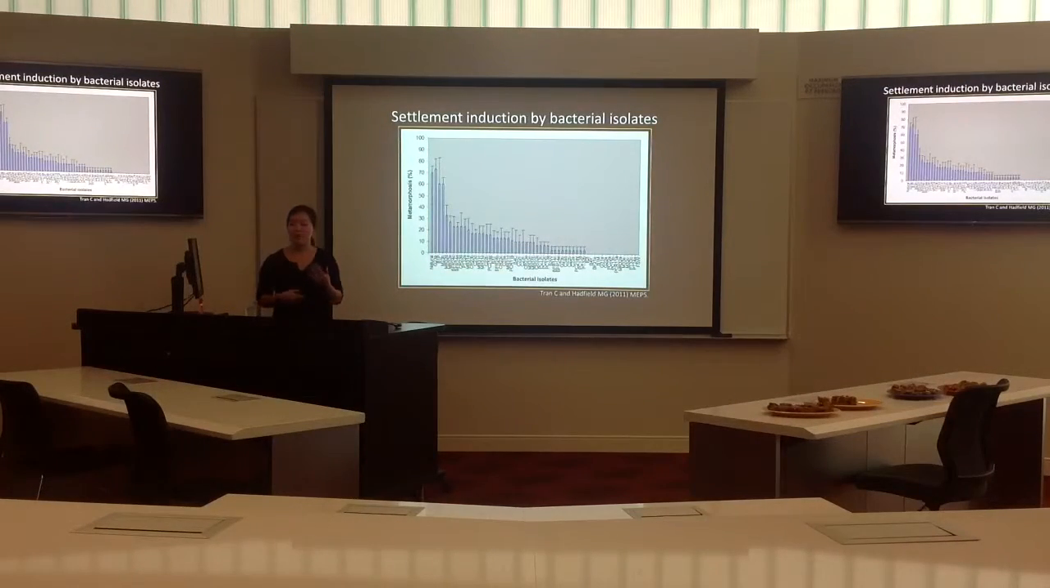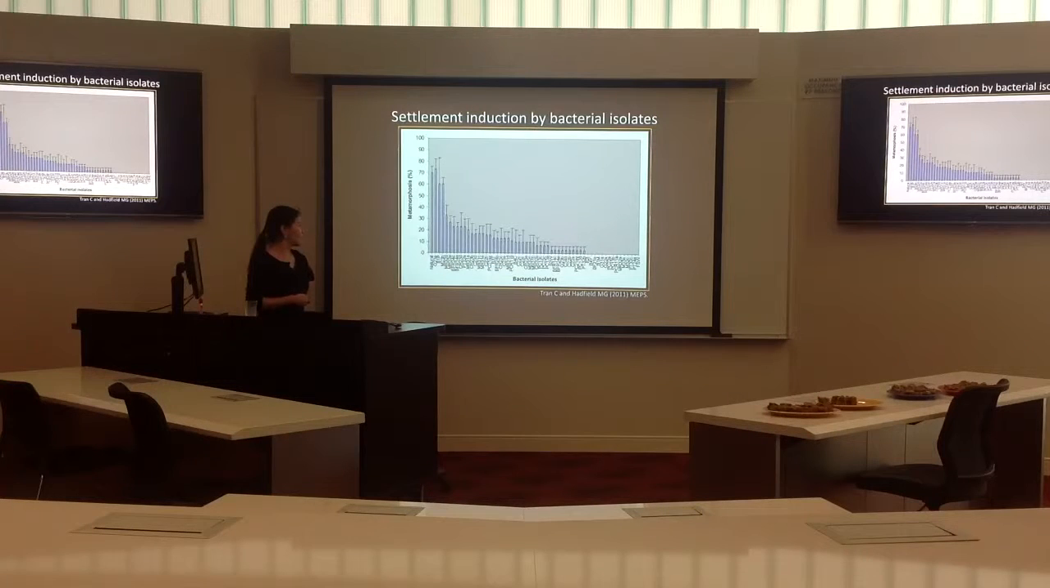Here are the results for those settlement experiments after exposing larvae to those dishes of bacteria, dishes of those monospecific biofilms. On the x-axis are the different bacterial isolates that I had tested. There are 52 of them total. And on the y-axis is the percentage of larvae that have metamorphosed as a result of those bacterial isolates. Sterile filtered seawater is used as a negative control here on the right.